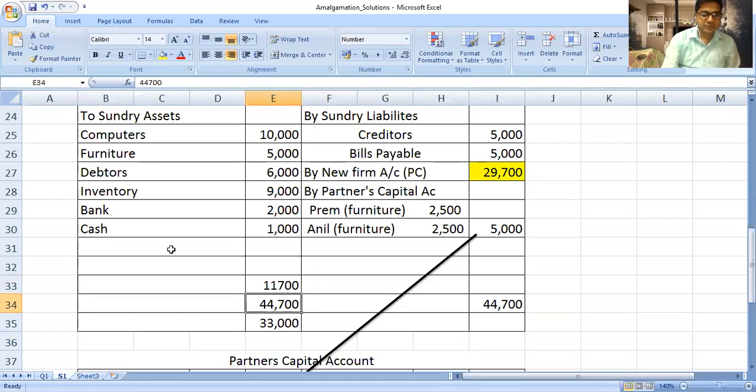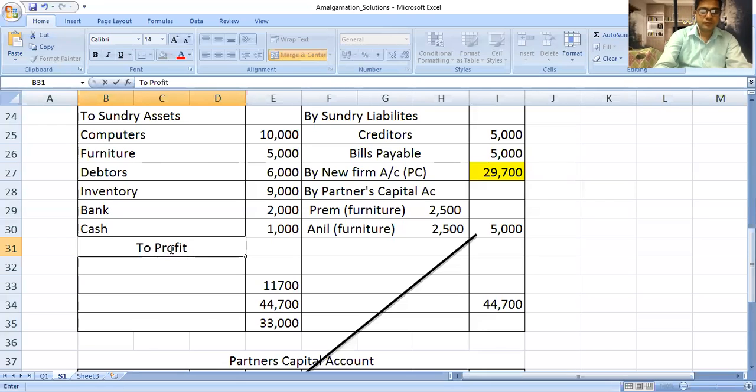The rest of the value is 11,700. This particular 11,700 is distributed among the partners as per their profit sharing ratio, and they are not provided any kind of profit sharing ratio. So we can say that it is a profit on realization, and it is transferred to partners capital account.